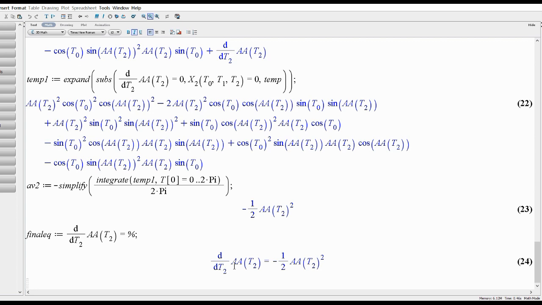You will notice that an epsilon square is missing. That is because the derivative of AA is the derivative with respect to T0, which happens to be 0, plus epsilon times the derivative with respect to T1, which also happens to be 0, plus epsilon squared times the derivative with respect to T2, which means epsilon squared times this. And so it exactly matches second order averaging.